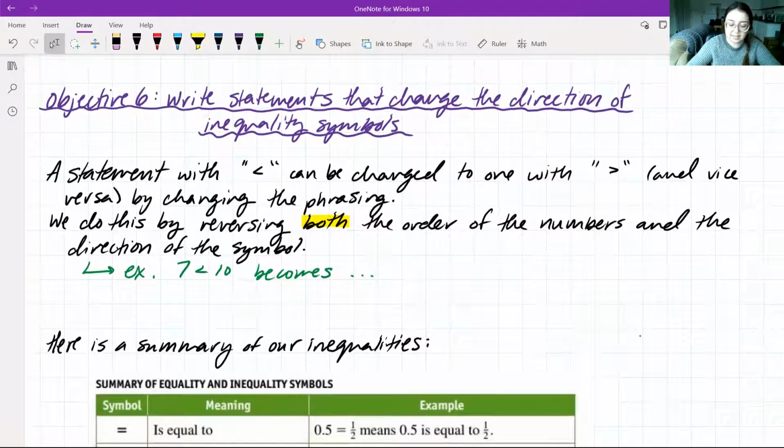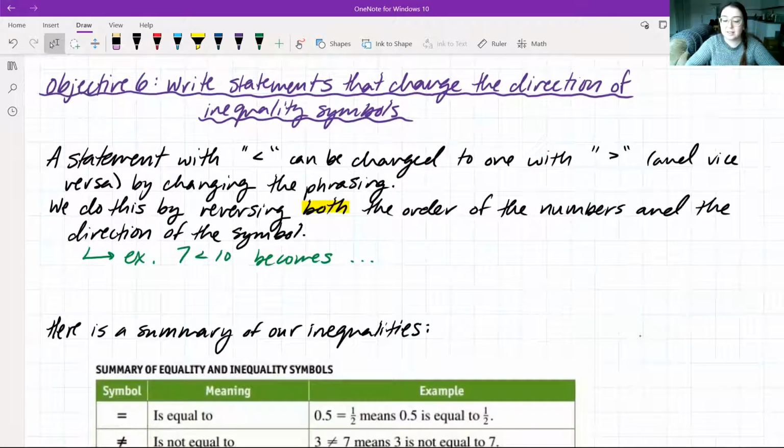All right, now our last objective here, we want to write statements that change the direction of inequality symbols. So a statement with the less than symbol can be changed to one with a greater than symbol, and vice versa, and also with less than or equal to and greater than or equal to, by changing just the phrasing. We do this by reversing both the order of the numbers and the direction of the symbol.